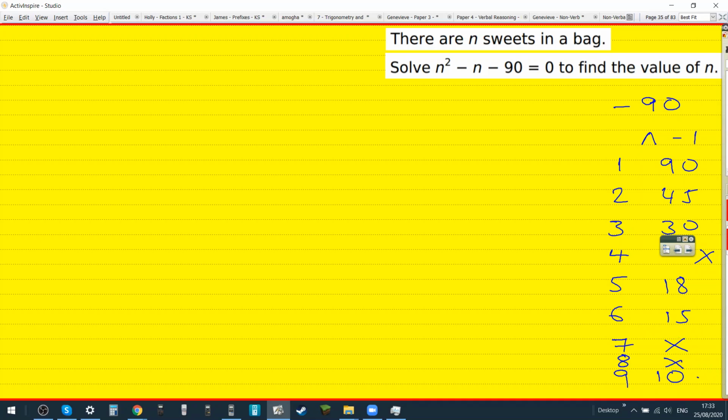So it'll have to be minus 9 and minus 10. That would make minus 19. So minus 9 and positive 10. And what is minus 9 plus 10?